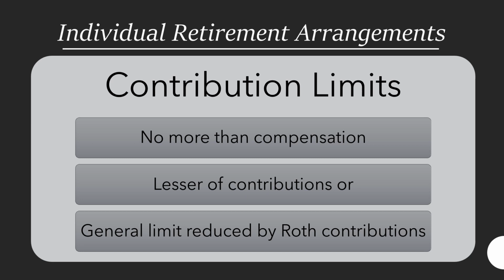And the contribution limit or the deductible limit is the lesser of the contributions or the general limit reduced by Roth contributions. So the rule with IRAs is it doesn't matter how many IRAs you have, there's going to be a general limit that changes each year, just similar to the HSAs. But it doesn't matter how many accounts you have, there's a global limit to how much you can put, regardless of whether it's a traditional IRA or a Roth IRA.